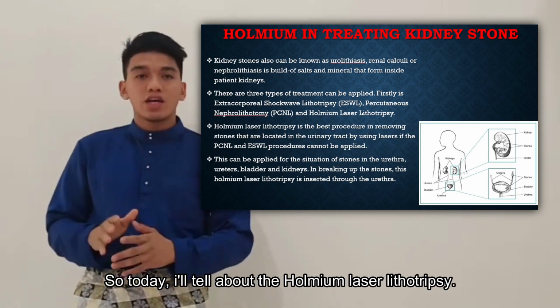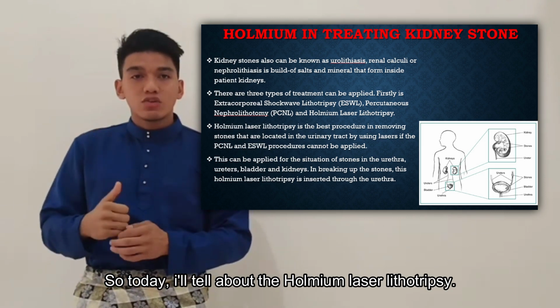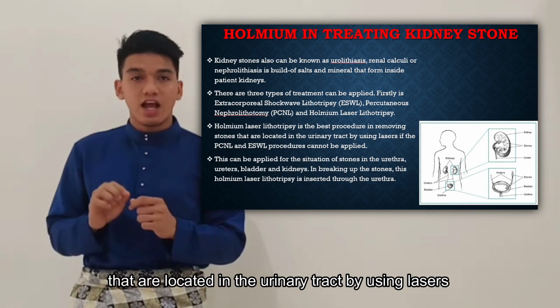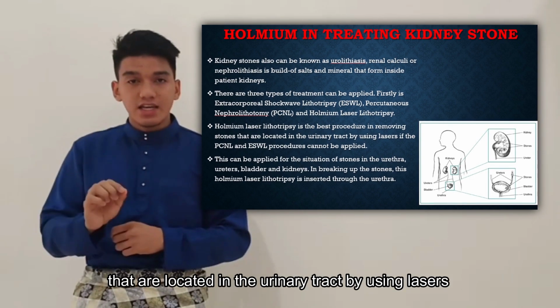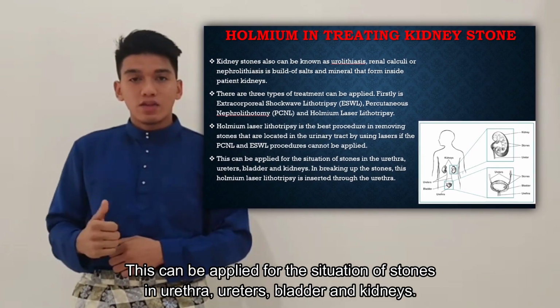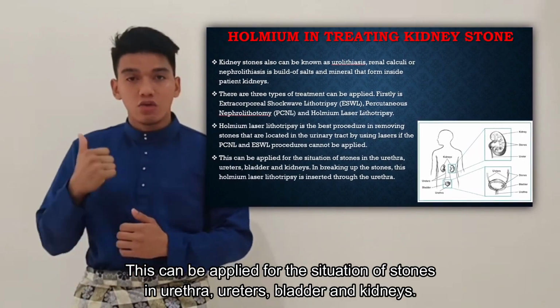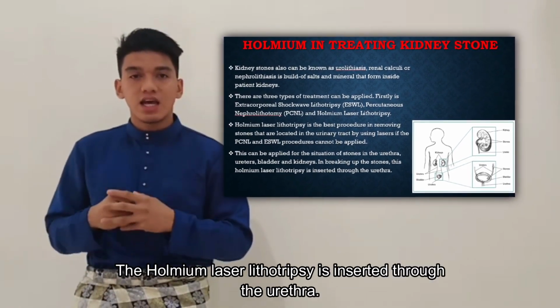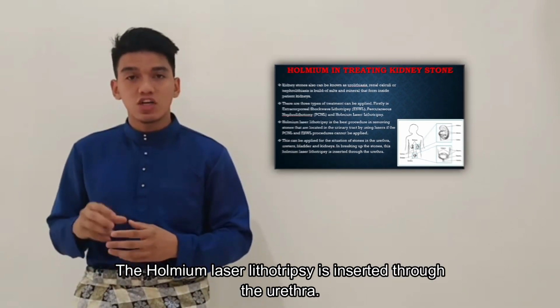Today I will talk about holmium laser lithotripsy. Holmium laser lithotripsy is the best procedure for removing stones located in the urinary tract by using a laser if the PCNL and ESWL procedures cannot be applied. This can be applied when the stone is in the ureters, bladder and kidneys. In breaking up the stone, the holmium laser is inserted through the urethra.